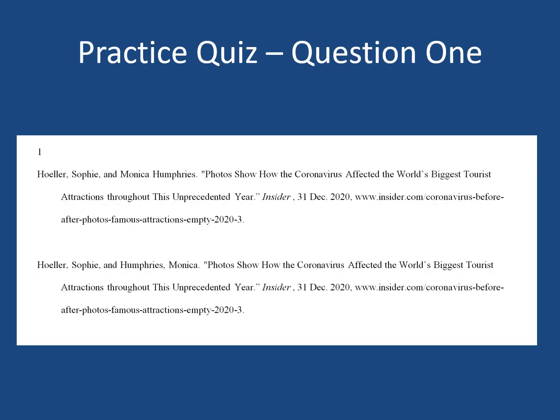For this practice quiz, take a look at the way the authors are styled. Which Works Cited entry has styled the authors correctly, the first or the second one? Pause, take a look at it. In this case, it's the first one. For two authors, last name, comma, first name, comma, and first last name, period.